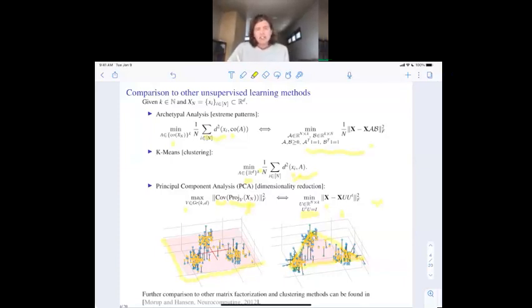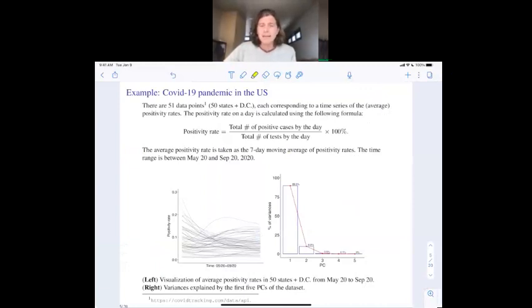Are there any, maybe I should pause and see if there are any questions at this point. I'm also going to give an example of how you would apply archetypal analysis in an application. Okay, so if not, let me talk about this example.